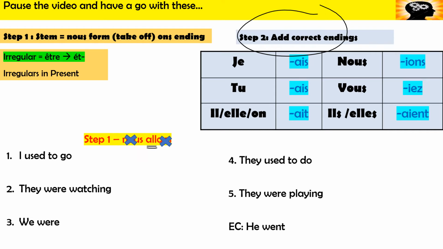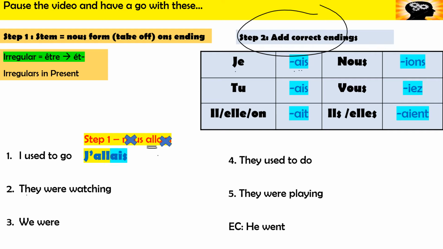Then I is je, just going to change to j' apostrophe because we've got two vowels. So j'all, and then the ending's A-I-S. Put it all together, j'allais, j'allais. Et voilà. You see what I've done is following that pattern. I take the new form, take off the ONS, add the right ending. So you've now got number 2.